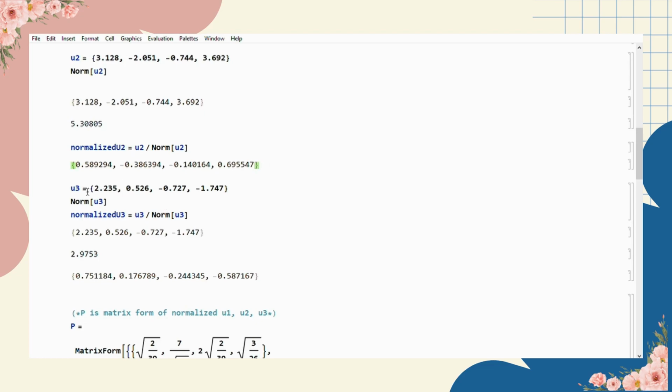Lastly, for u3, we norm our u3 and we got the answer 2.9753. And then we normalize u3 by dividing u3 by norm u3. So we got the answer 0.751184, 0.176789, negative 0.244345, and lastly negative 0.587167.